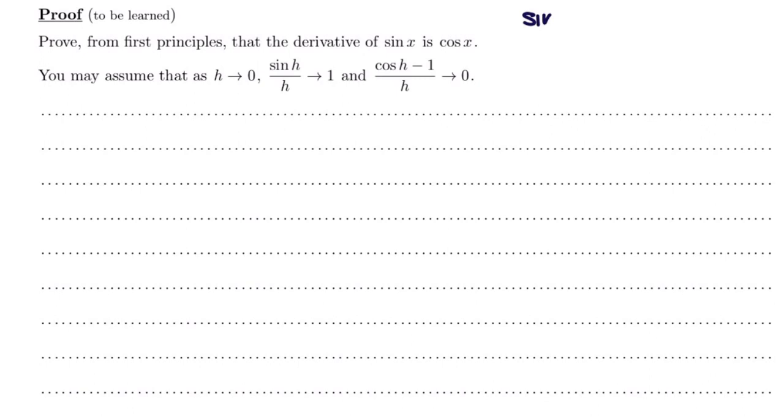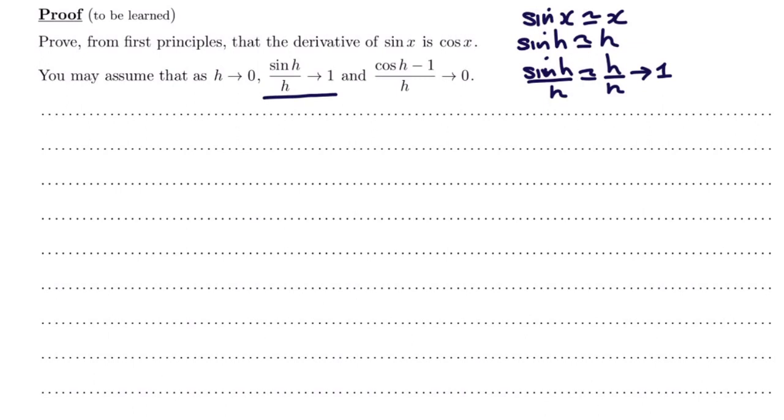So if you remember, in your work on small angle approximations, sine x can be replaced by x if x is small and measured in radians. So therefore, sine h can be replaced by h. So sine h over h is approximately h over h, which is 1, which leads to 1. And that is where this statement comes from. If you use small angle approximations for cos, that will lead you to this statement.